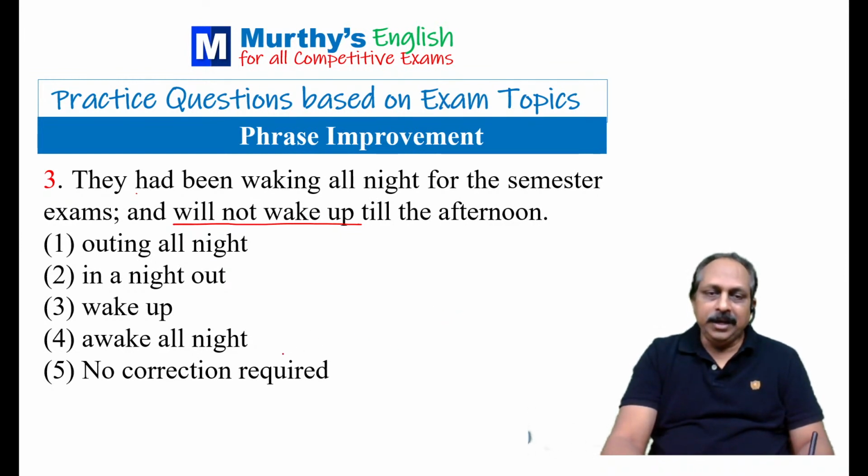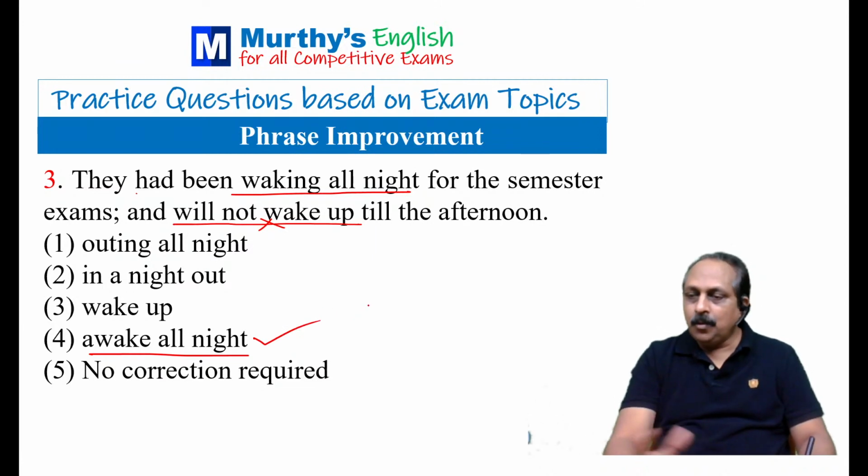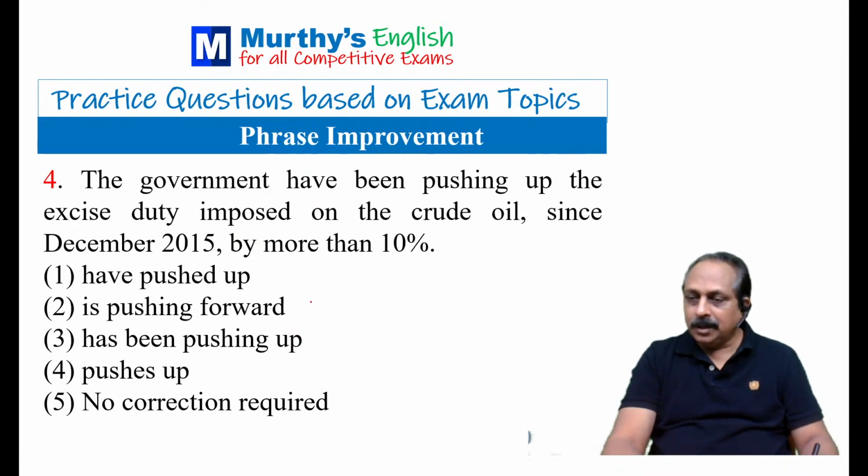Third one, awake all night, will not wake up till. See, try to understand the context. They had been waking all night. Oh, I read it as walking. No, no. They had been awake all night. Answer is the fourth option, not third question, fourth option. Many students have got it right. Very good. Here, your focus should be on they had been awake all night for the semester exams. Because of that, will not wake up till the afternoon. Fourth option is the answer. Perfect. Many students have got it right. Fourth option. This is rather easy.